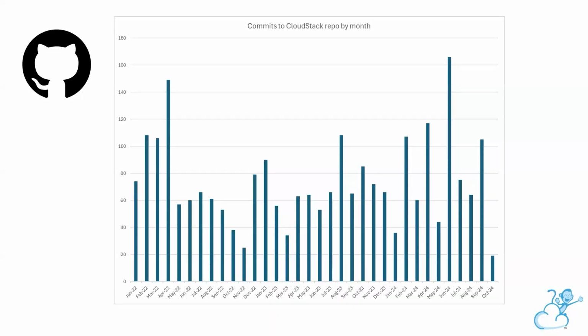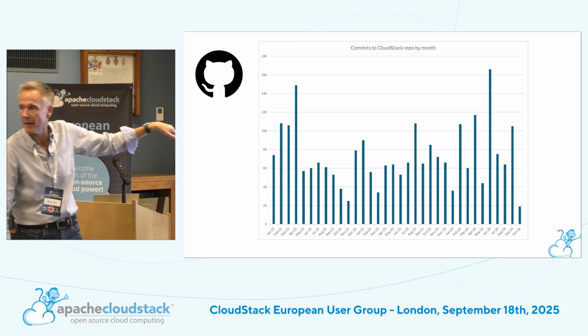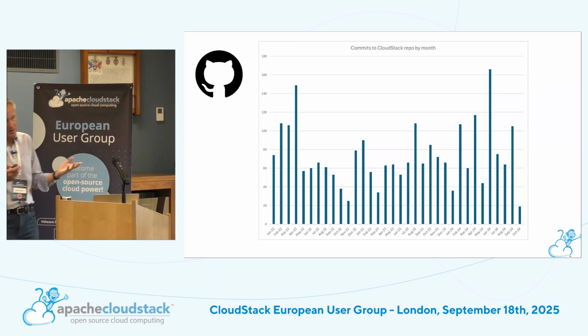So there's nothing unusual here. If you can't read that, it's commits to the CloudStack repo by month, from January 22 through October 24. And what that's illustrating is basically it's healthy and stable, nothing crazy here, no great, oh my gosh, wow. It's just trying to illustrate that it's a healthy, stable project. If you were to draw the scale line in there, it would be roughly even, I would suspect. Obviously, there are a couple of spikes, but generally speaking, it's where you'd expect it to be.